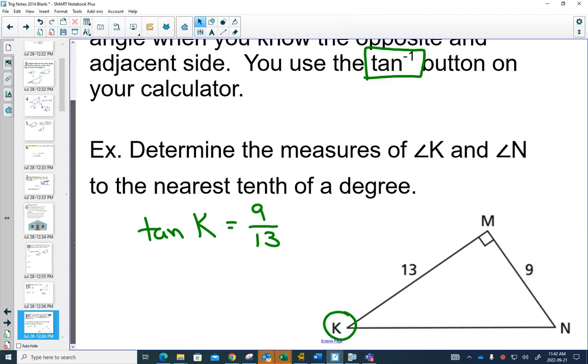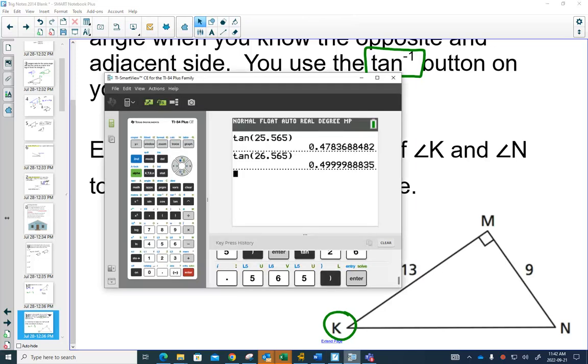And if I do, on my calculator, 9 divided by 13, I can get a decimal. It's 0.692. You could use your tan button to guess. Guess an angle. Yeah, Aiden, just any angle. See how close you get.